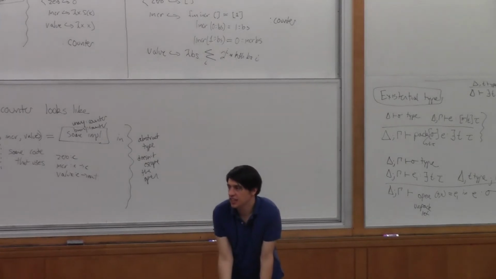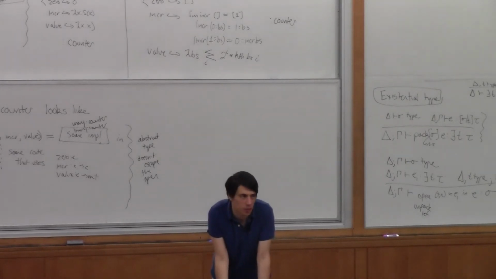So the idea here is that the client code is polymorphic in the representation of the abstract type. Right? The client code doesn't care how you implemented the abstract type. It just says, I'll work with respect to whatever t you happen to have picked.